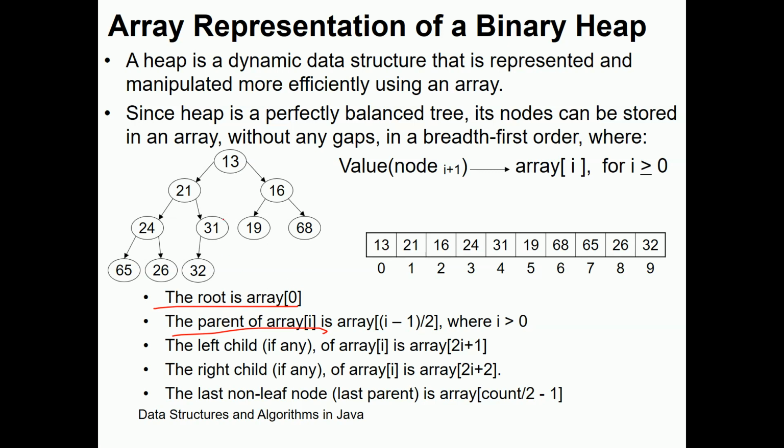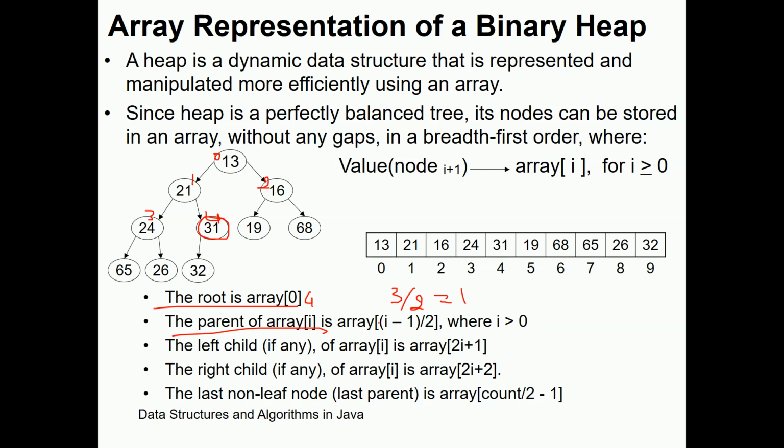Like for example, the parent of this one, so what is the index of this one? This is 0, 1, 2, 3, 4. That's why you can see that this 4, I have this 31. And now this is array of 4. So who's the parent of array of 4? The parent of array of 4 is 4 minus 1, that's 3, divided by 2, that's 1, and this is going to tell me this is the array of that one.